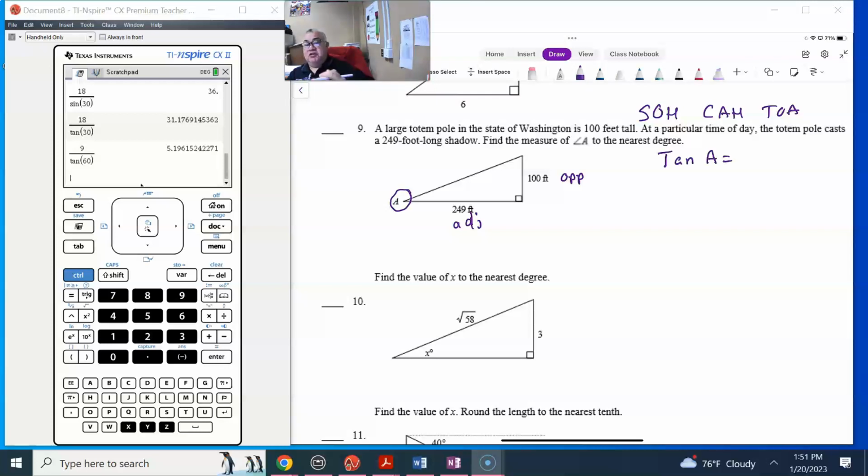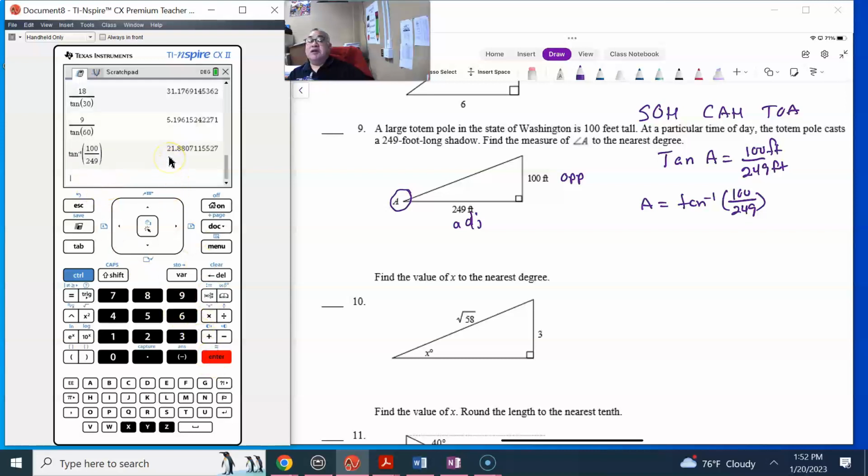Remember that sine, cosine, and tangent are just ratios. So we have the opposite, which is 100 feet, and the adjacent is 249 feet. In order for you to find the angle given the ratio, you're going to use the inverse of the ratio. You might be asking, where do you find that? Well, you come over to this calculator, press trig, inverse tangent, and type in 100 divided by 249. So you're taking in the ratio, and the angle comes out. It wants the nearest degree, so angle A is going to be 22 degrees. That little circle means degrees.